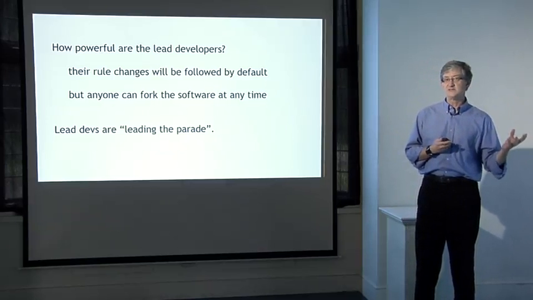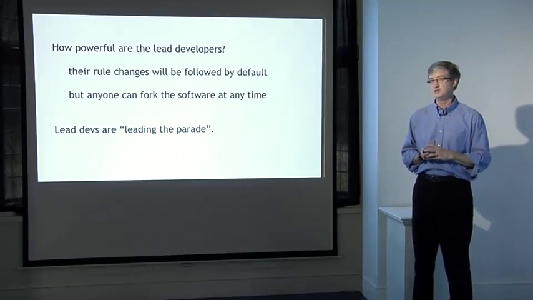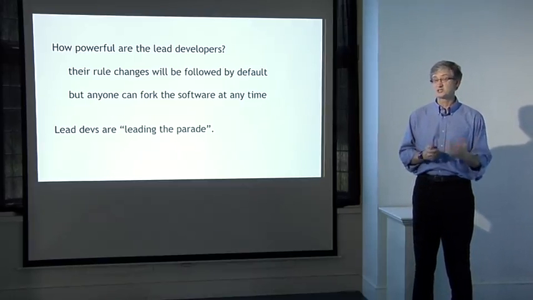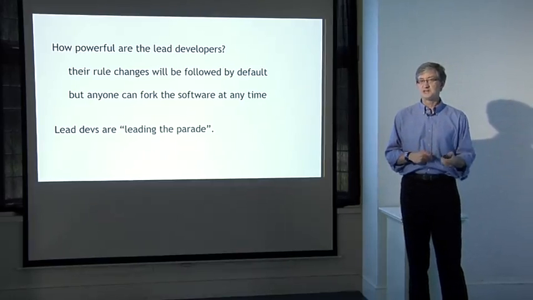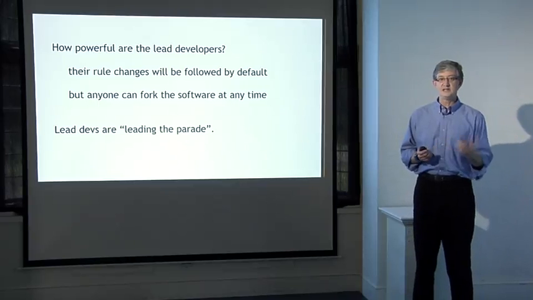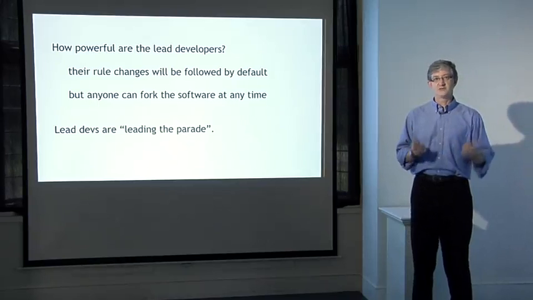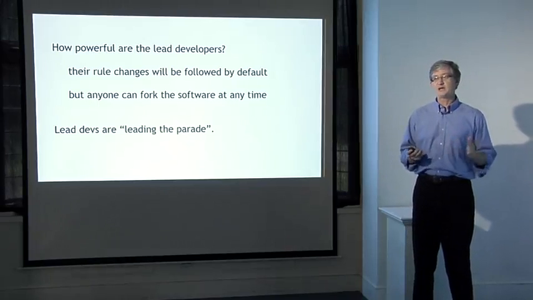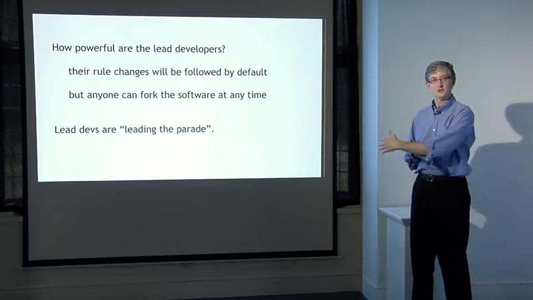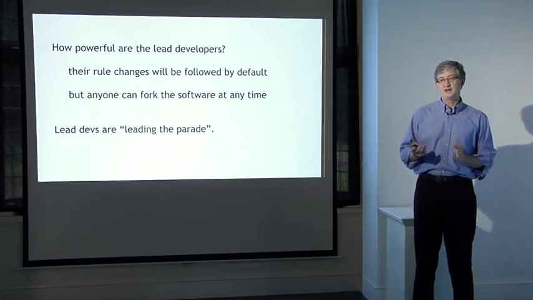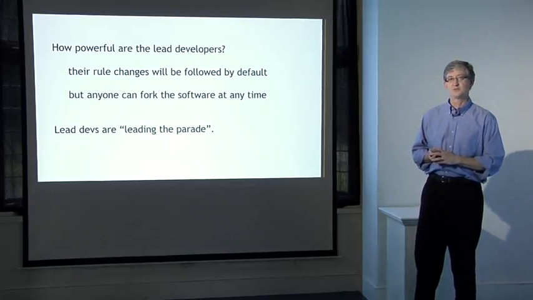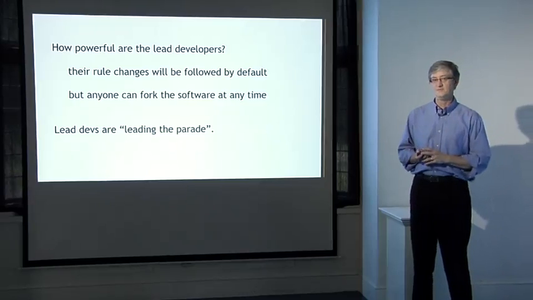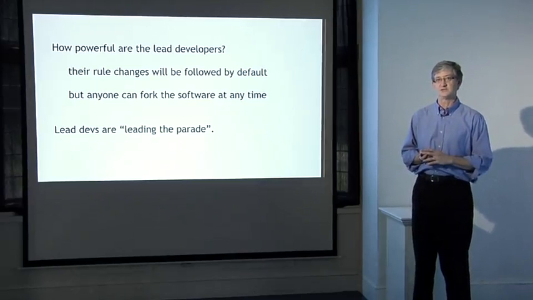And so if the lead developers start behaving in a way that the community doesn't like, strongly rejects, the community can go a different direction. So one way of thinking about this is to say that the lead developers are leading the parade. They're out in front of the parade marching, and the parade will generally follow them when they turn a corner. But if they try to lead the parade in a direction that's disastrous, well, then the parade members marching behind them might decide to go in a different direction.